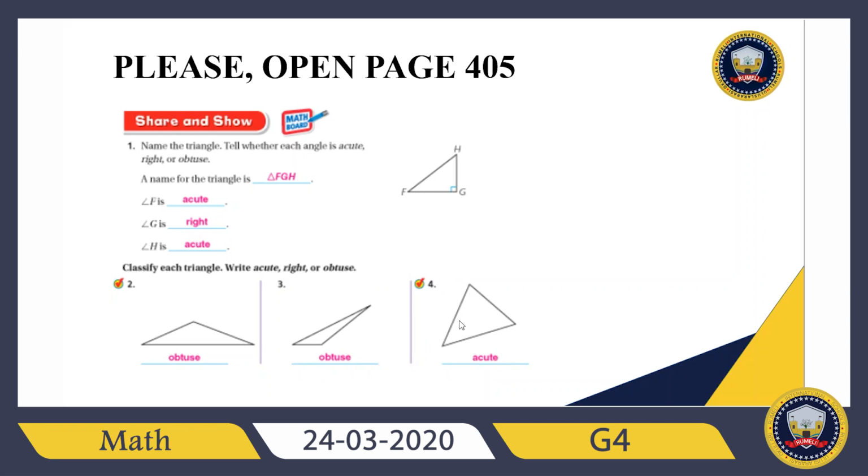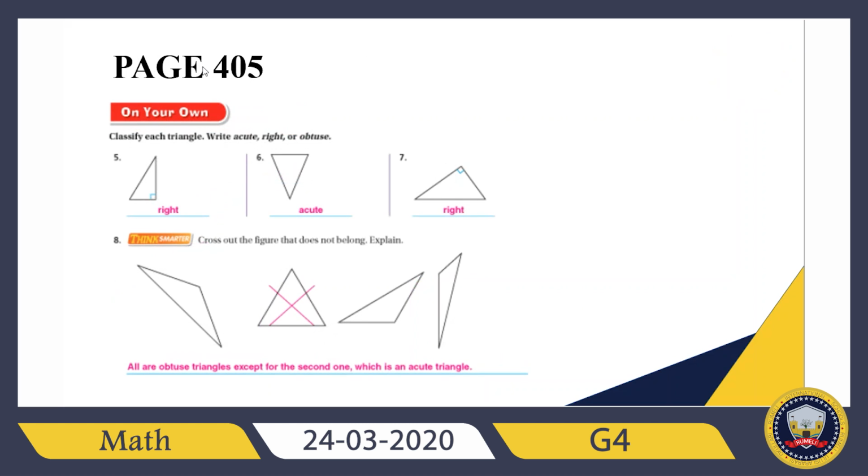Let's check the 3 angles. I can see all of them are less than a right angle, so I can say they are acute angles. So this triangle is an acute triangle. Good job.